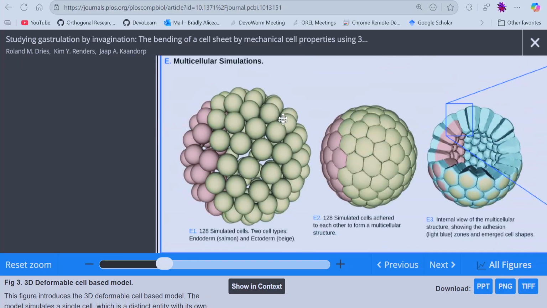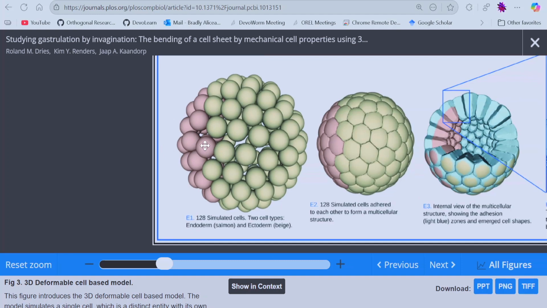And then they have multicellular simulations. These are the cell bodies. The first case here has 128 simulated cells. You have endoderm, the cells that are in salmon on the left side of this sphere. And then you have ectoderm in beige, which are the ones over on the right side of the sphere.